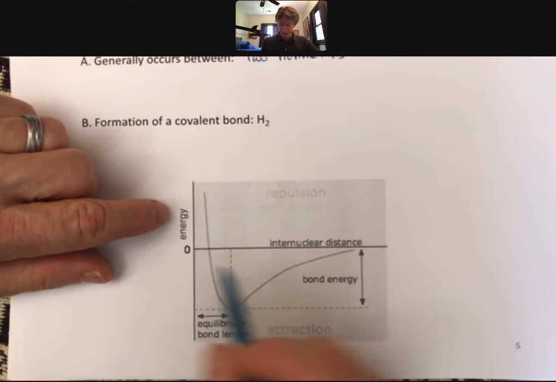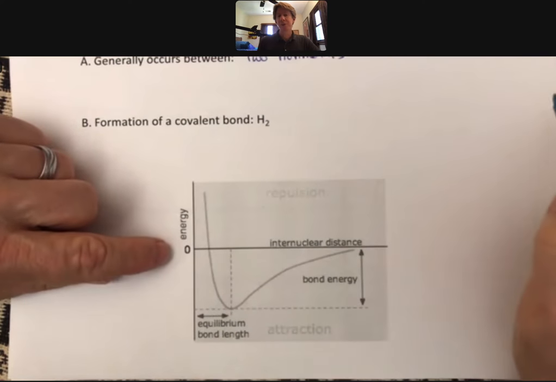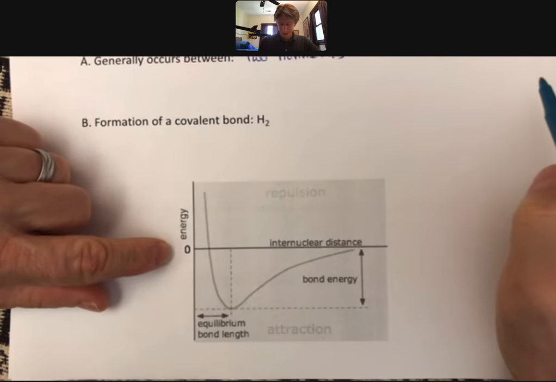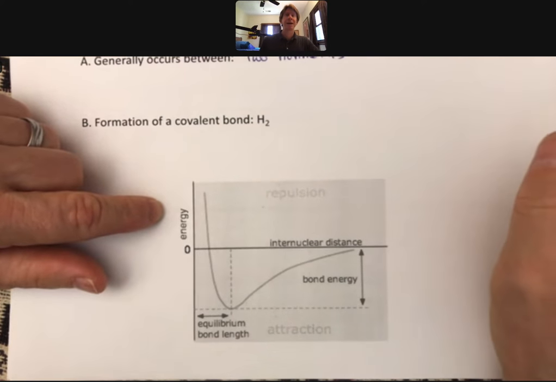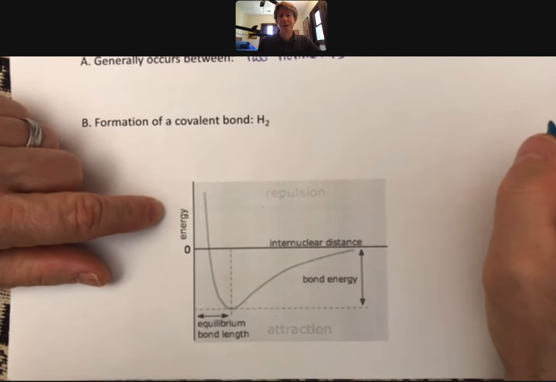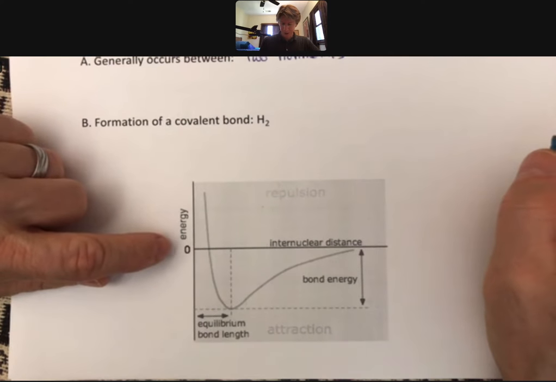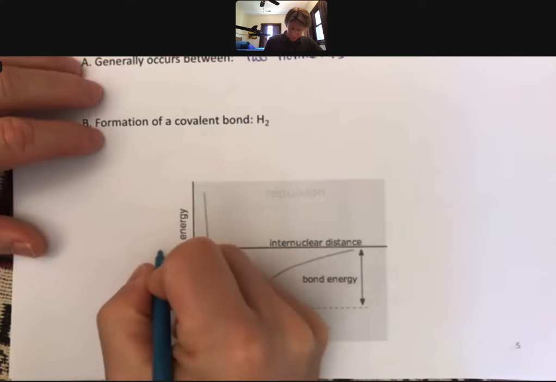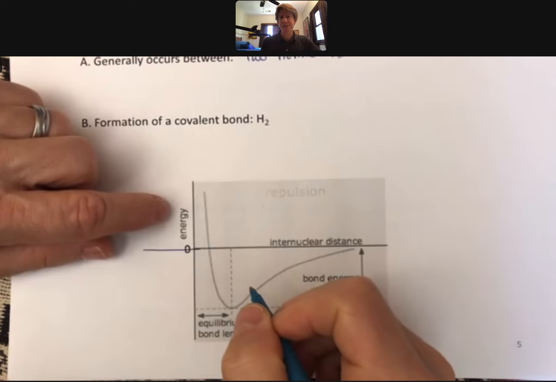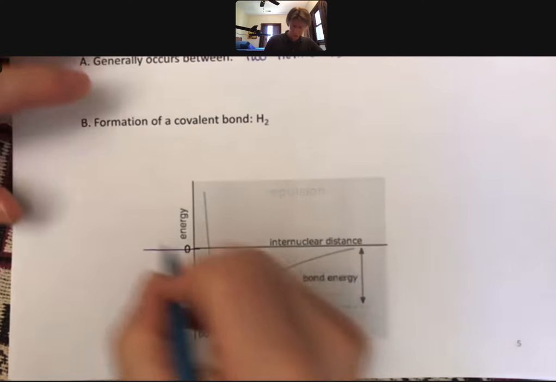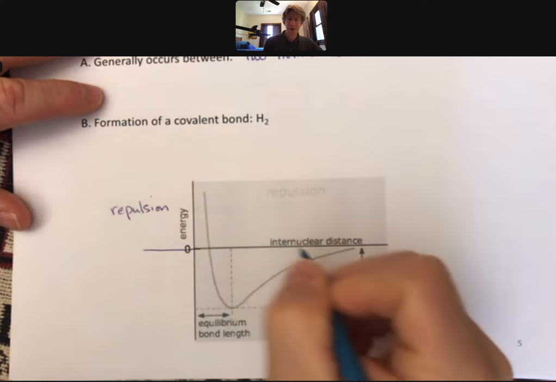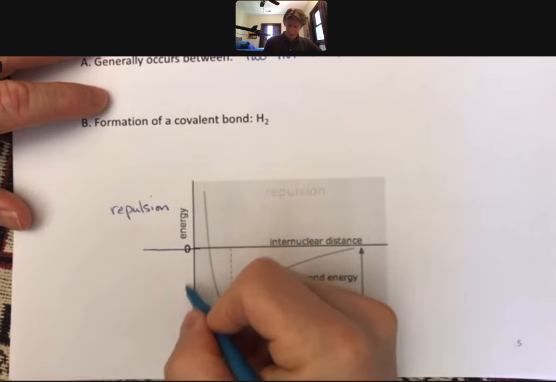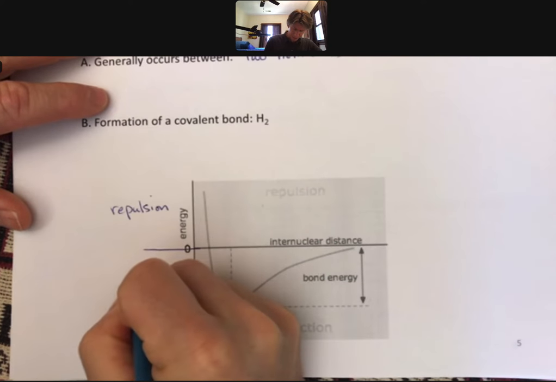Two other things. Energy, we've also talked about this. When energy is positive, that means that it is an endothermic process. How that shows up here between two atoms is that when you're above this line and it's positive, that's going to be a repulsion. So they're not attracted to each other anymore. And if it's negative, that's going to be an attraction.